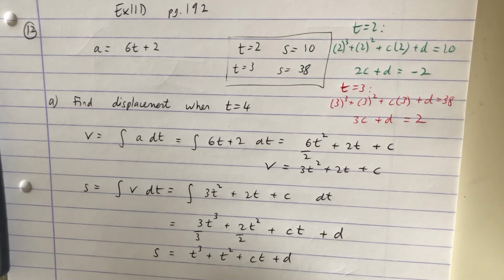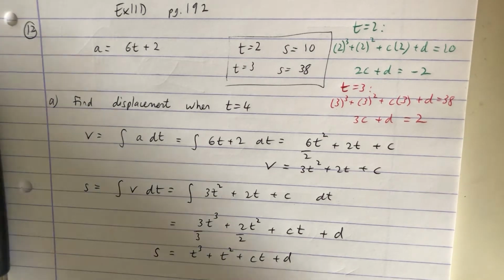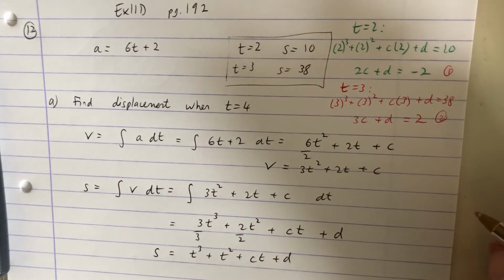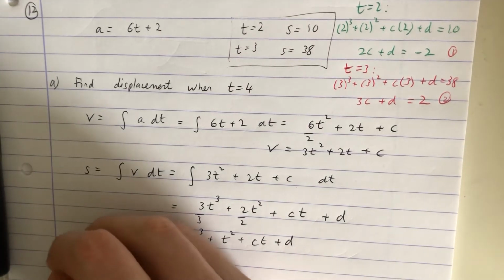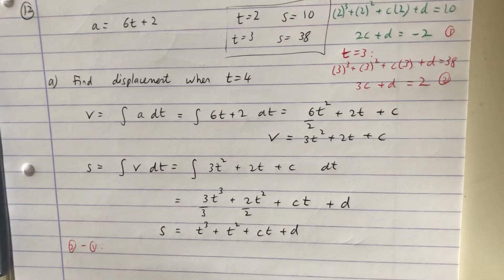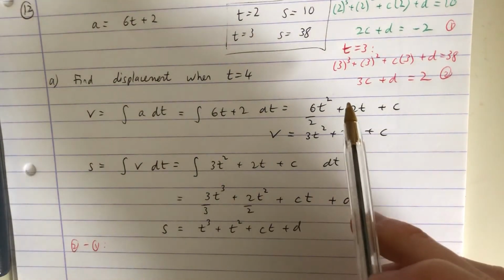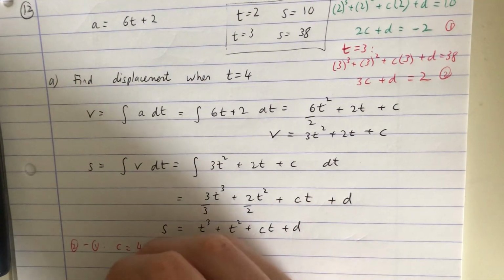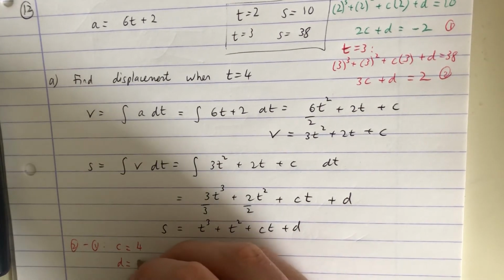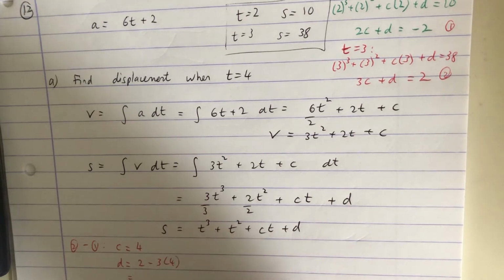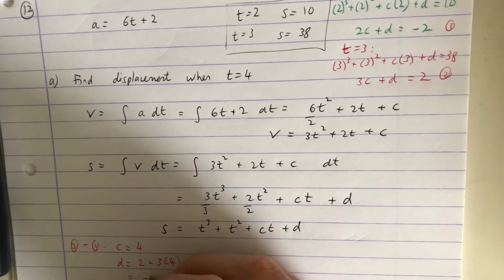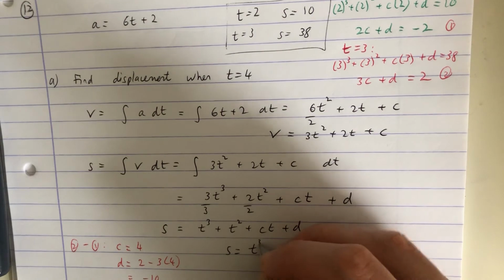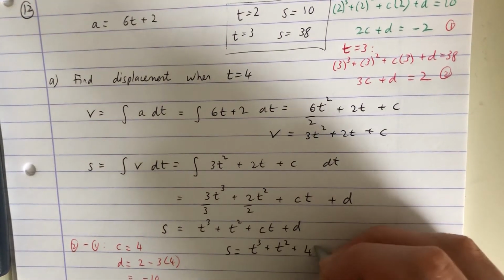And then, got two equations, two unknowns, solve them simultaneously. So you could, for example, subtract them. If I did equation 2 take away equation 1, I would get c is equal to 4, and then d would be equal to 2 subtract 3 fours, which is negative 10. So the formula for s is t cubed plus t squared plus 4t subtract 10.